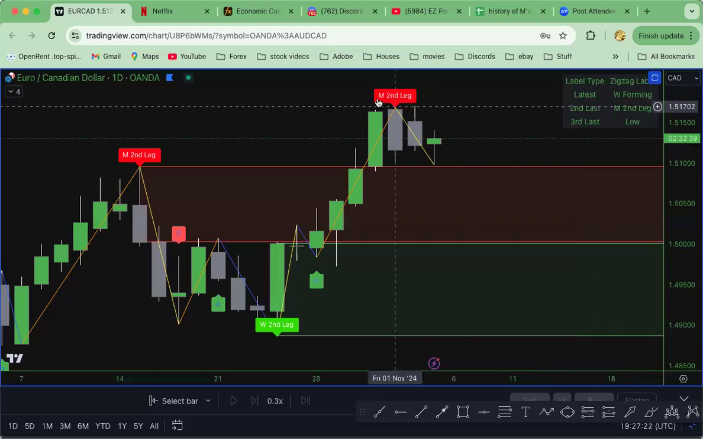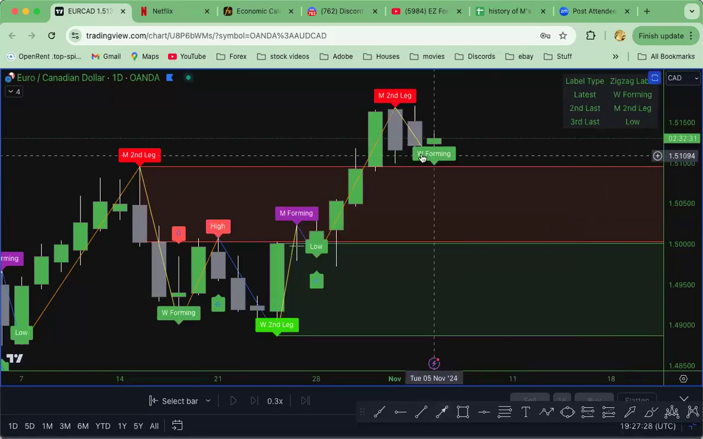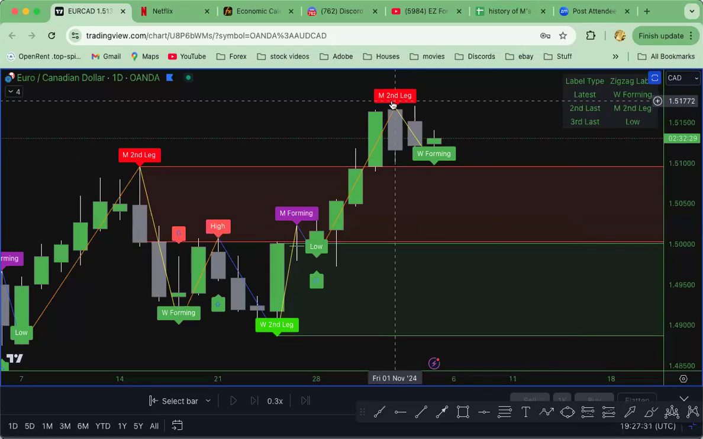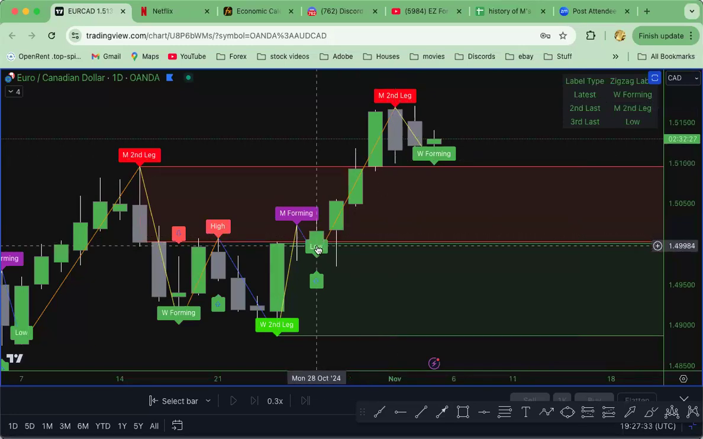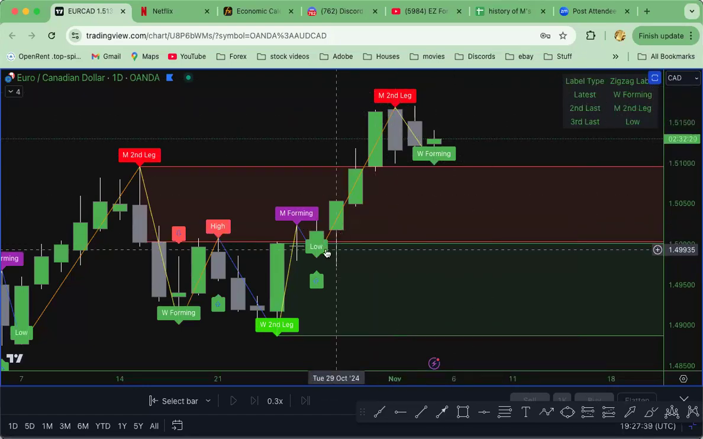Yeah, that's the latest one. Literally, if you have all of these on, then you'll be able to understand the chart better. Can you see W forming? Yes. And it was the second one, and the last one before that was a low. That's what that table is doing. It's literally showing the last three labels that appeared. Do you understand? So it's literally showing you that.